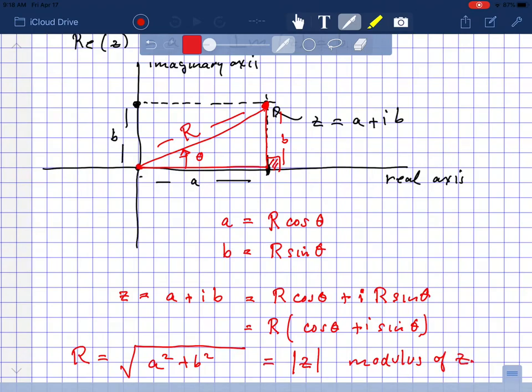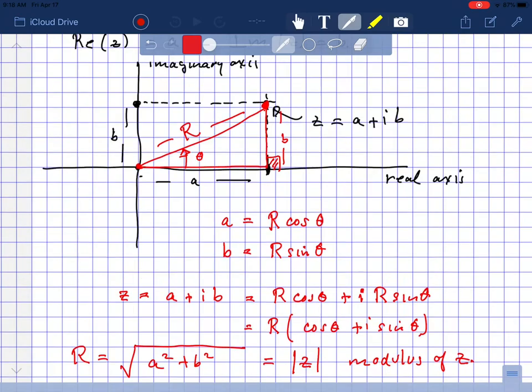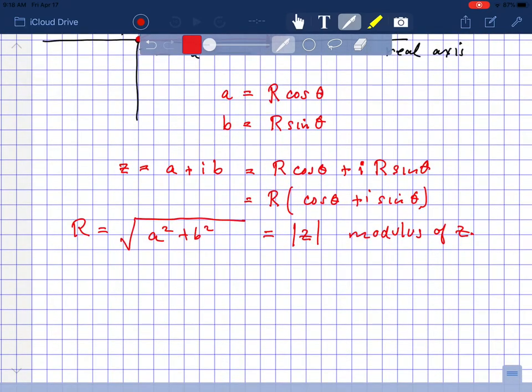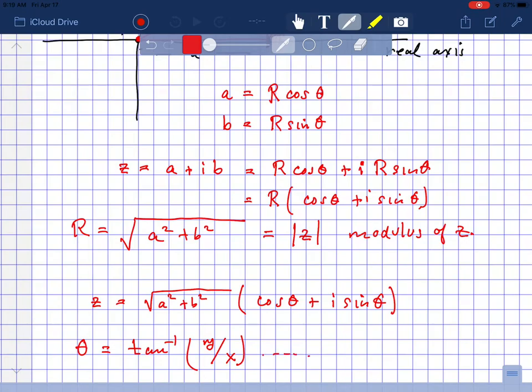And we denote that by putting these absolute value signs around z. So I can write z as equal to the square root of a squared plus b squared times the cosine of theta plus I times the sine of theta. All right? Furthermore, my angle theta is equal to the inverse tangent of y divided by x. So far, so good? All right.